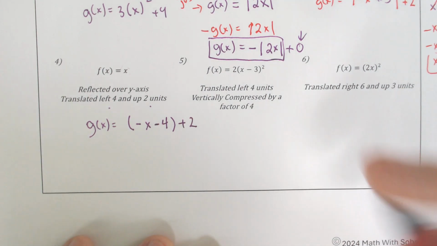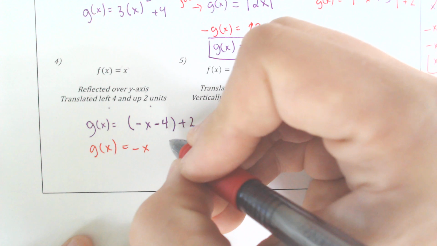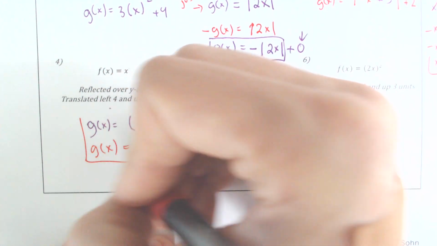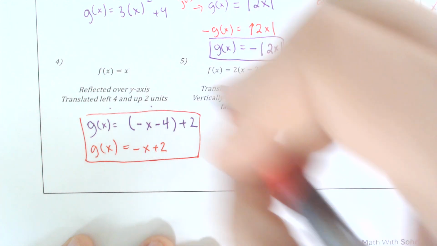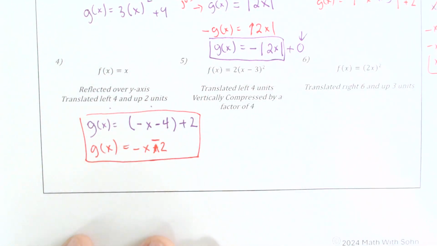Ta-da! You could also, because this is a line, you could also get away with writing negative x, minus 4 and plus 2, plus 2. Both of these would be considered an answer. Minus 4 plus 2 is negative 2.